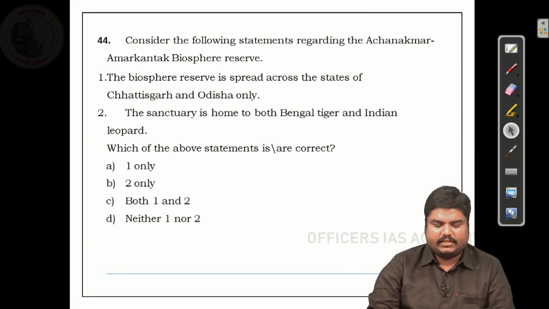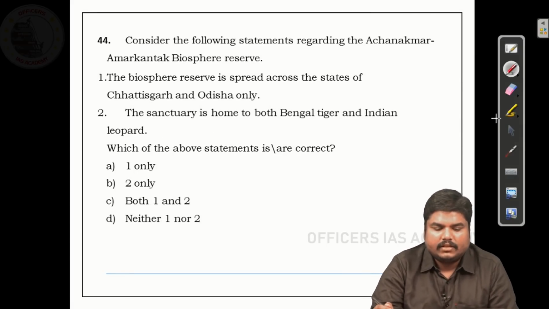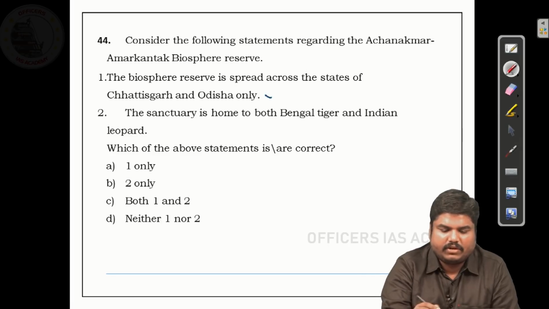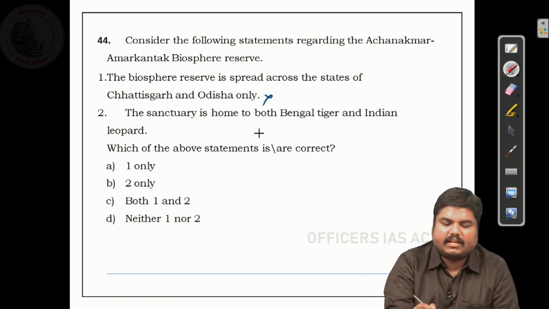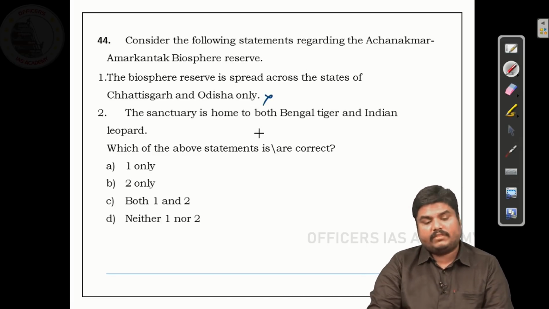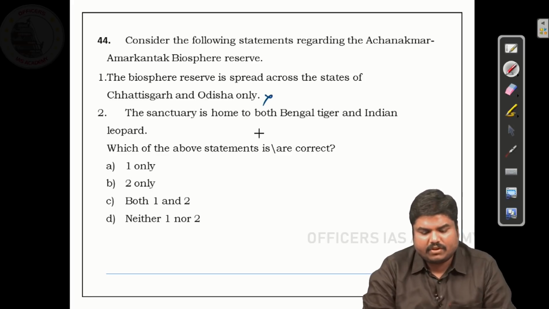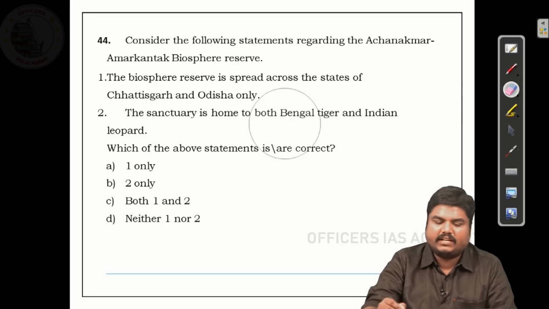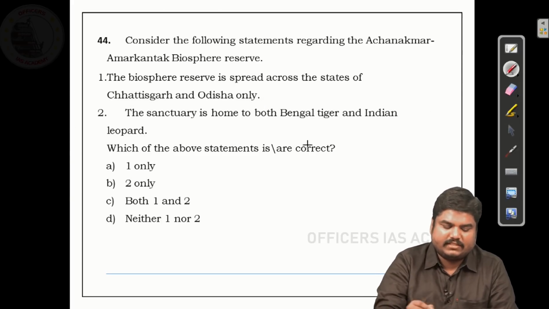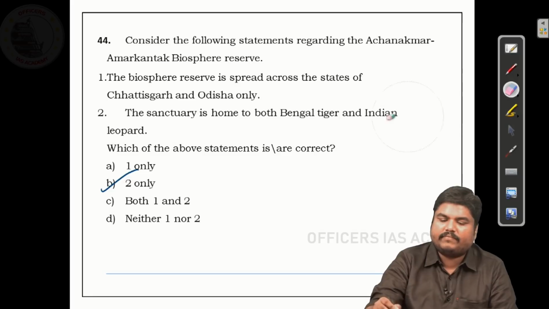44th question. This bioreserve is spread across the states of Chhattisgarh and Odisha only. No, it is also present in Madhya Pradesh. Amarkantak Bioreserve is also present in parts of Madhya Pradesh. So 1 is wrong. The sanctuary is home to both Bengal tiger and Indian leopard. That's a correct statement. So the answer is going to be B, 2 only.